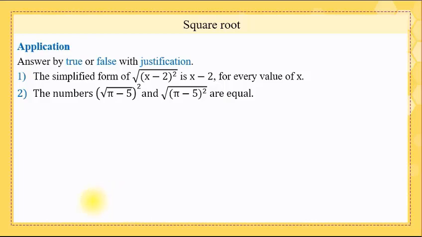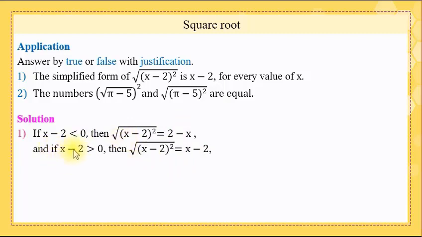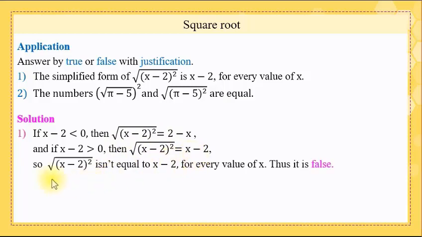Okay, solution, true or false with justification. If x minus 2 is less than 0 here, then radical x minus 2 squared is 2 minus x. We reverse it, since inside it is negative. But if inside x minus 2 is greater than 0, then radical x minus 2 squared remains x minus 2. So, radical x minus 2 squared is not equal to x minus 2 for every value of x.